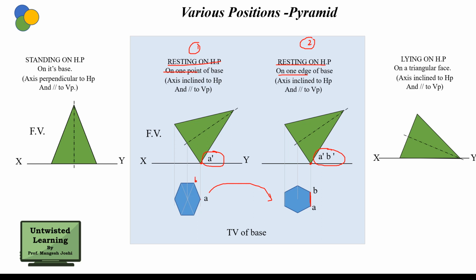Okay, so for example, if this is like this A, B, C, D, E, F, you have only one point over here, so that is a corner. Okay, corner of base. And this is the edge of base. And the last is lying on HP on a triangular face. So you know that a pyramid has a triangular face. So the condition is like this, axis inclined to HP and parallel to VP. Okay, so these are the various positions of a pyramid.